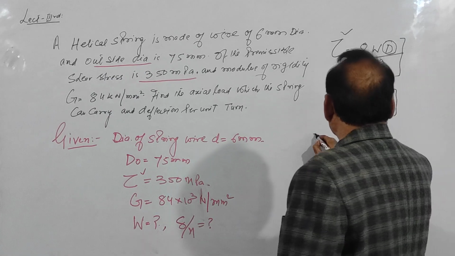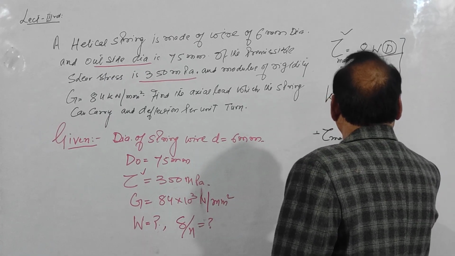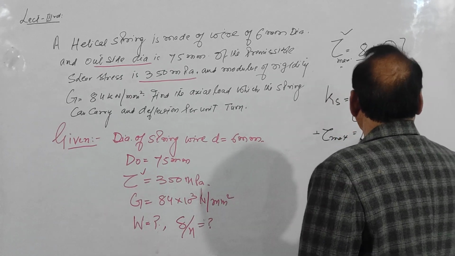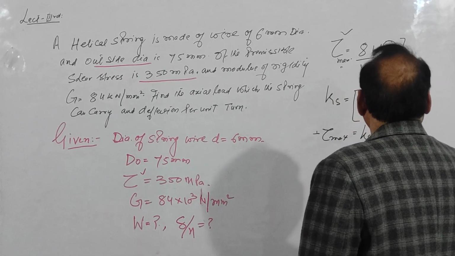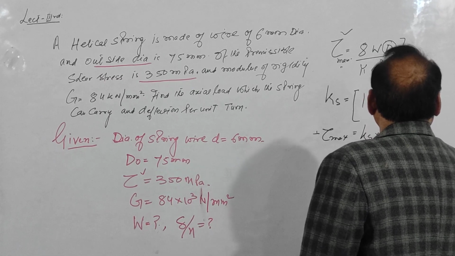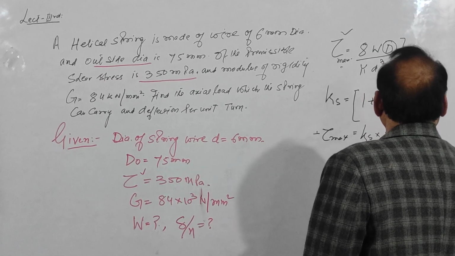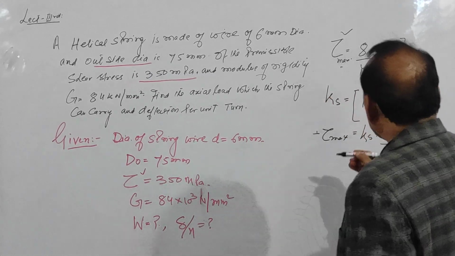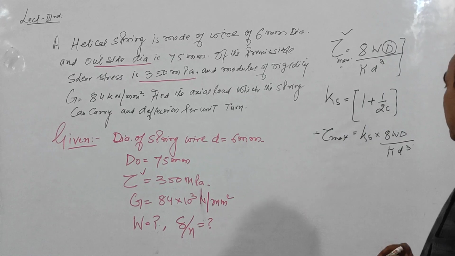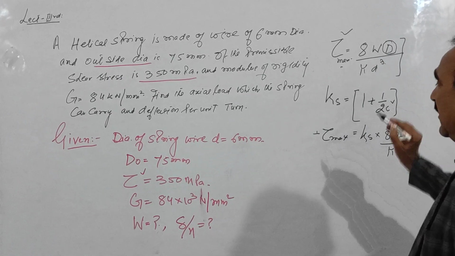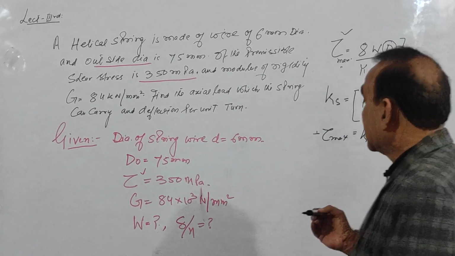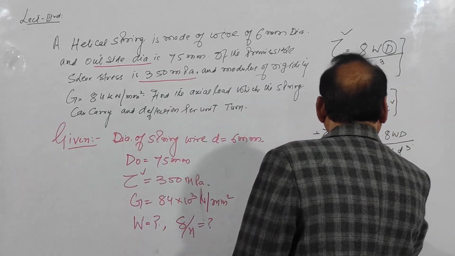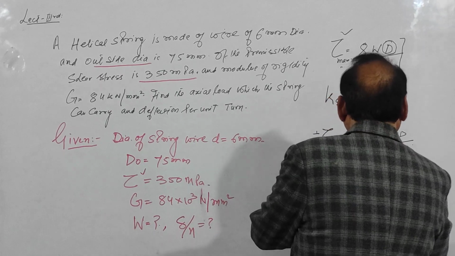So you can say that tau max, considering the shear stress factor, if we consider the shear stress factor, is Ks into 8WD upon pi d cube, right? So this means that to find Ks, what do we have to find out? C. So what is C? What is C? C is your spring index. So what is C? C is spring index.